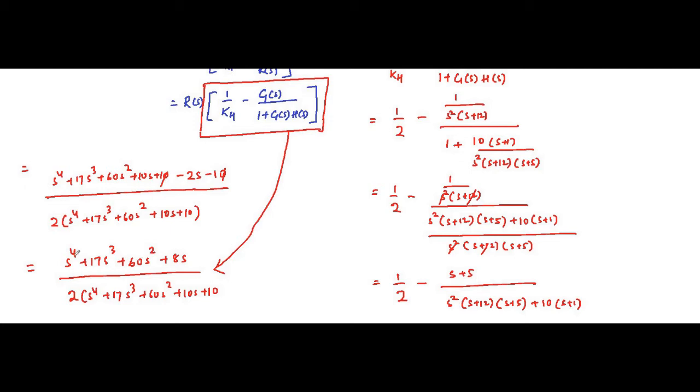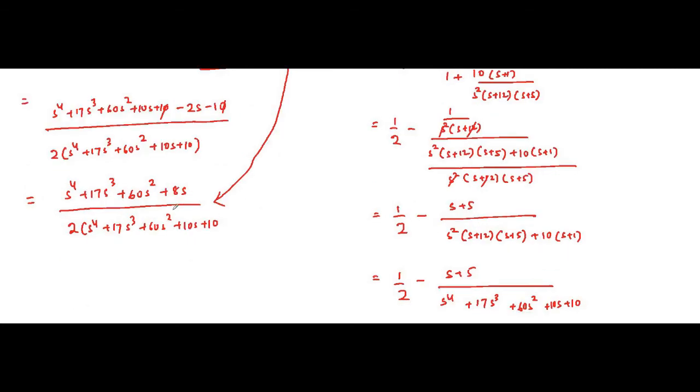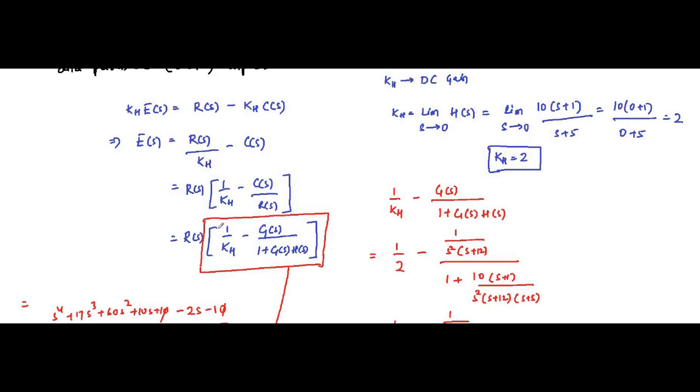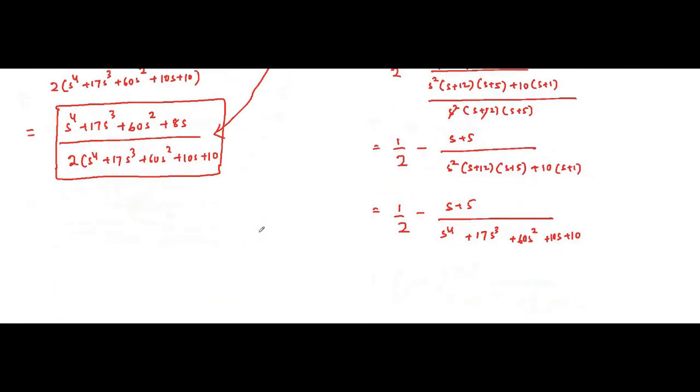So now we have got this expression. We can substitute Rs, multiply it with this to get Es, and then use the final value theorem, limit s tends to 0 of sEs, to get the error. Okay, so first for ramp input, we will do.